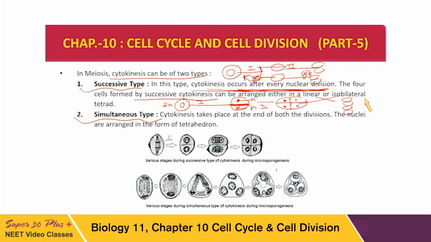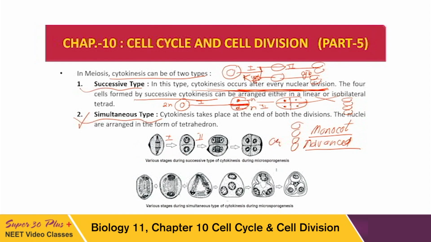This is first meiosis, two cells have been formed. Second meiosis, four cells have been formed. So this is isobilateral arrangement, or they may be arranged linearly. This type of arrangement is usually found in monocot angiosperms, and it is said to be the advanced type of cytokinesis, or advanced type of meiotic division. Is it clear? What is the simultaneous type then?